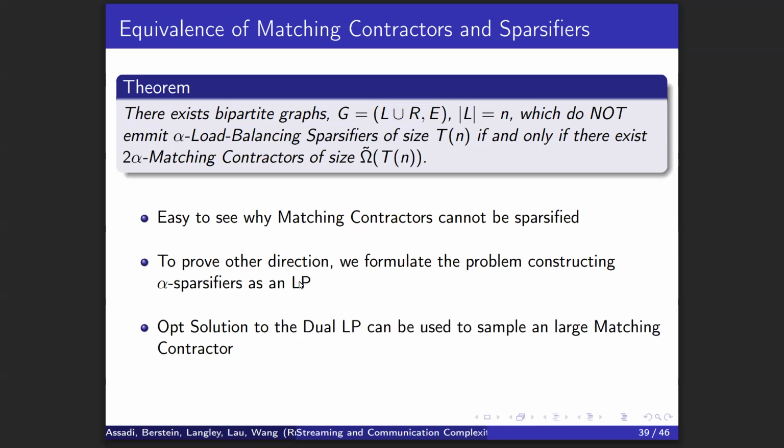So if the primal objective value is large, in other words, if we cannot find a very sparse subgraph that preserves all the load balancing solutions, then that means we can use the dual to sample a large matching contractor. So this is the dual object that I alluded to earlier.